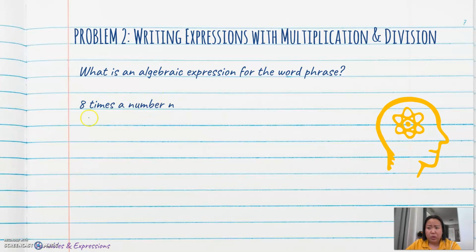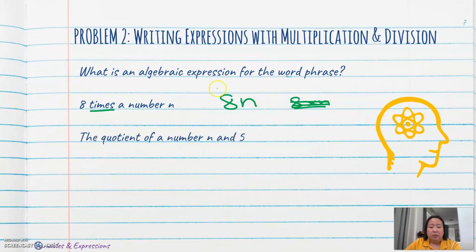So we have 8 times a number n. So this is direct, times is multiplication. Now, when you are doing multiplication of a number and a variable, all you need to do is to attach them together. So 8n. We do not use 8 times n, okay? You might get confused with this symbol with the variable x, so we are not allowing that anymore.